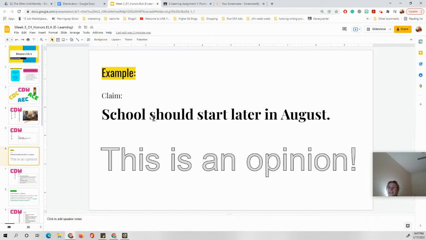School should start later in August, okay? So we actually start school pretty late compared to our neighboring districts, but maybe you want it to start on August 30th instead of August 12th, okay? So school should start later in August. This is an opinion, so this is our claim, okay? Now, how are we going to support this?